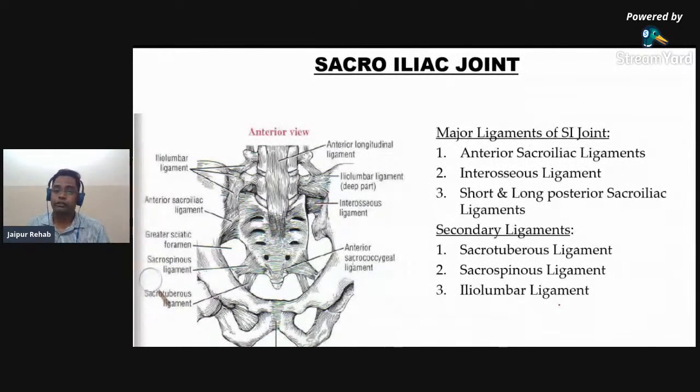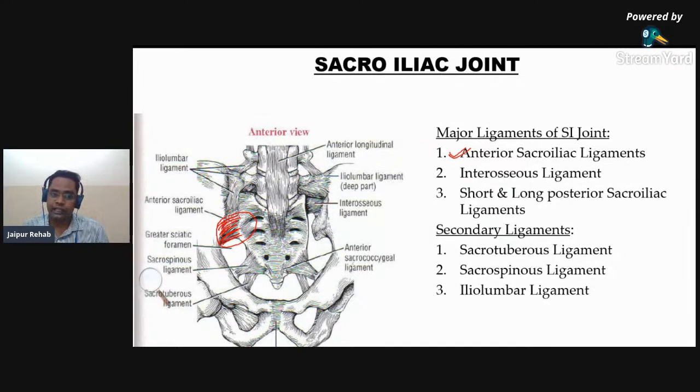Okay, talking about the major ligaments of the SI joint, so we have the anterior sacroiliac ligament. If you can see here, these are the anterior sacroiliac ligaments. They form the anterior margin of the capsule of the SI joint, and they are quite thickened. And the fibers of the anterior sacroiliac ligament eventually blend with the capsule of the sacroiliac joint also. So they help us to get the anterior stability.